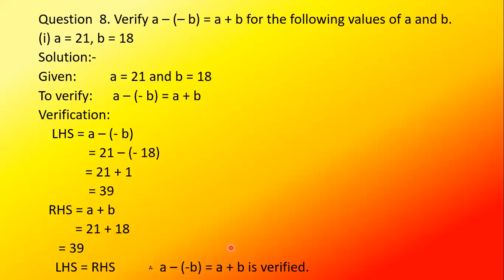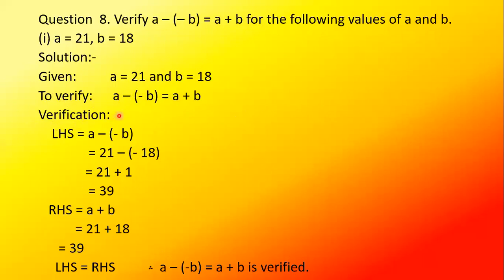So we have to do it with the proper steps. First we will write what is given in the question. Value of a is 21 and b is 18. We can also write it as data: a is equal to 21 and b is equal to 18. This is what is given in the question. Now what we have to prove? To verify a minus minus b is equal to a plus b.